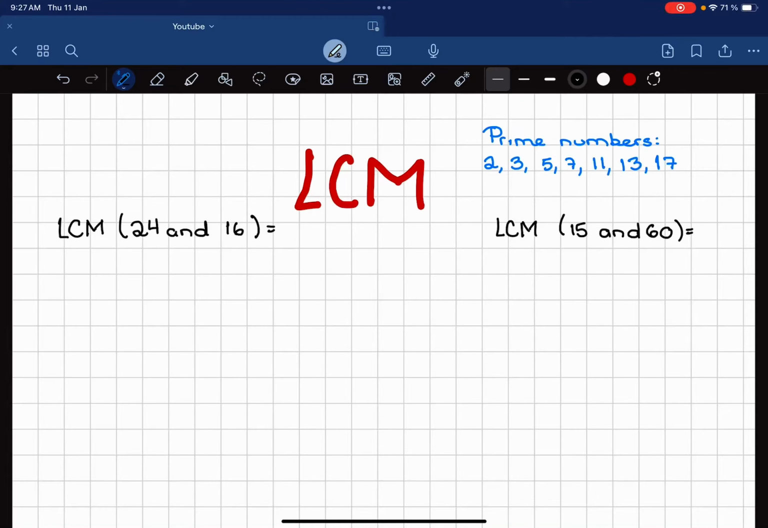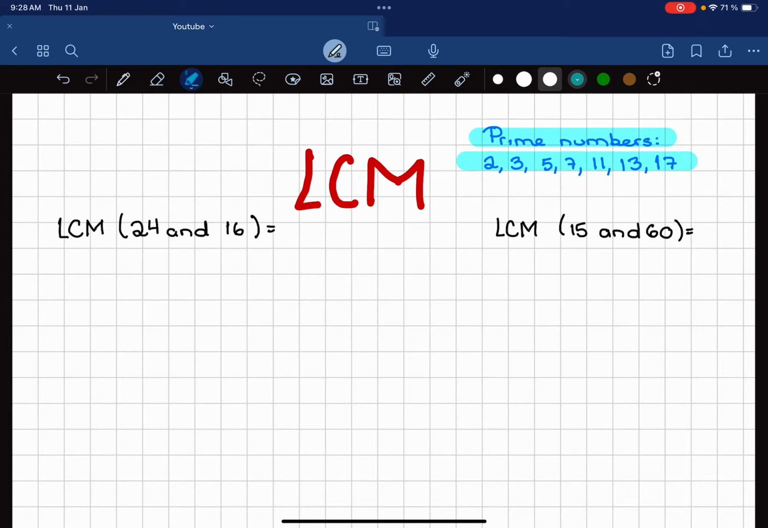Okay, so we will learn how to find the LCM of two numbers at the same time. And for this, we have these two examples that I wrote over here. In order to find the LCM of a number, we're going to do the prime factorization of both numbers at the same time. And for this, as you remember, we need the prime numbers, which are here in the top right of your screen.